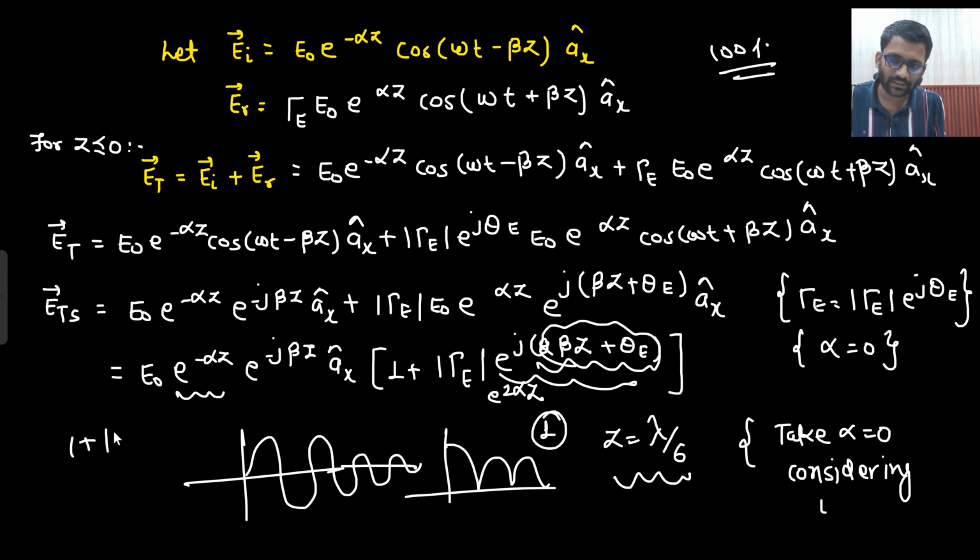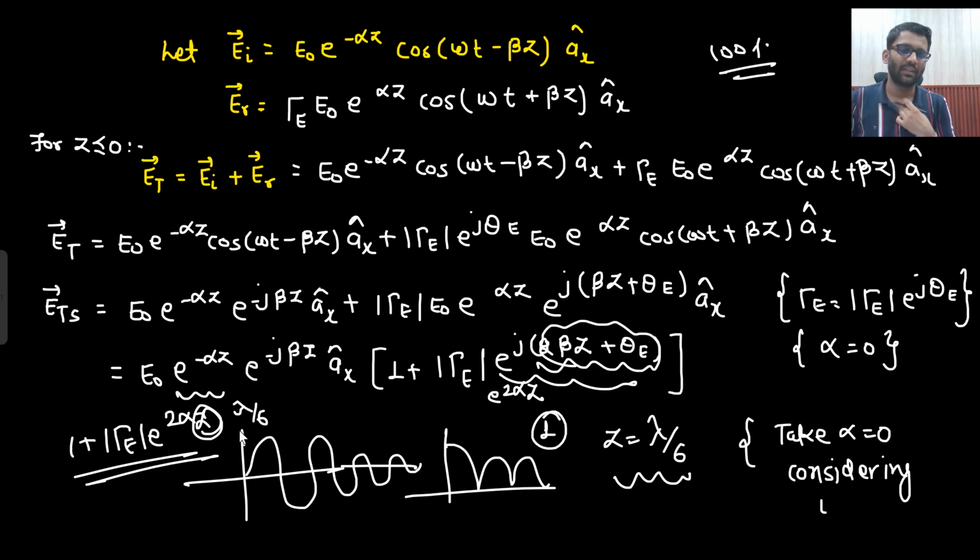So 1 plus gamma e to the power 2 alpha z will be my maximum value. So at z, what am I going to put? At z I am going to put lambda by 6, and at that point I will get my maximum value. Are you getting this point? Okay, I hope you are understanding it.